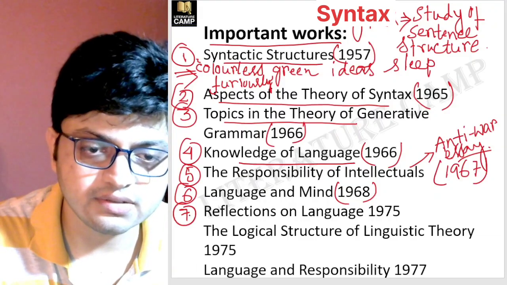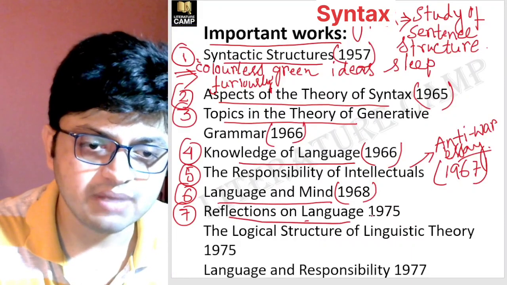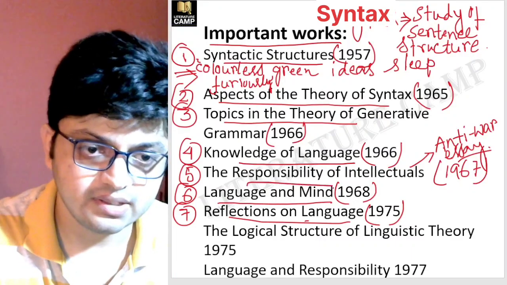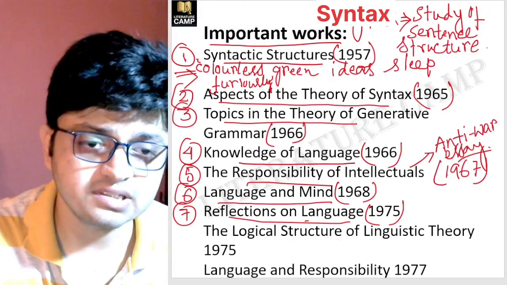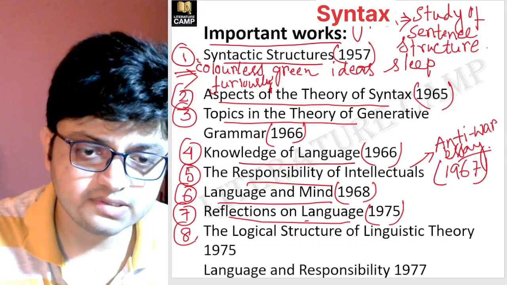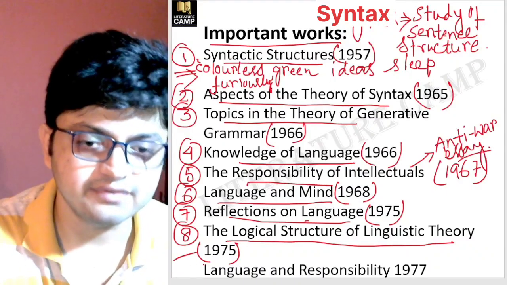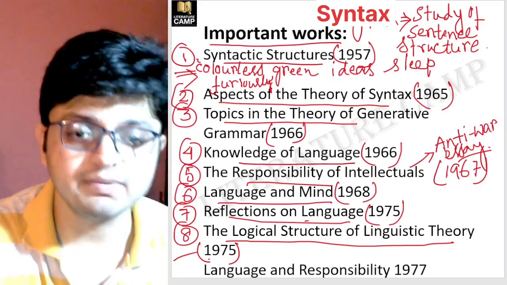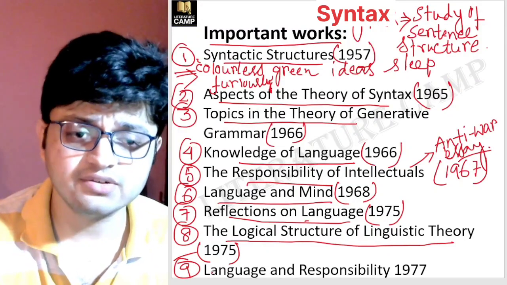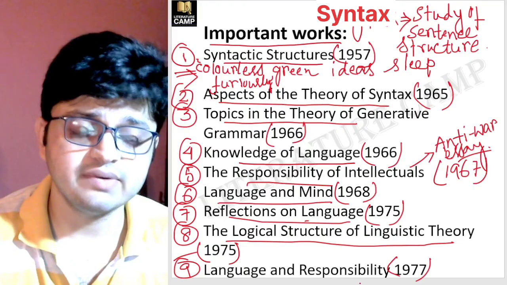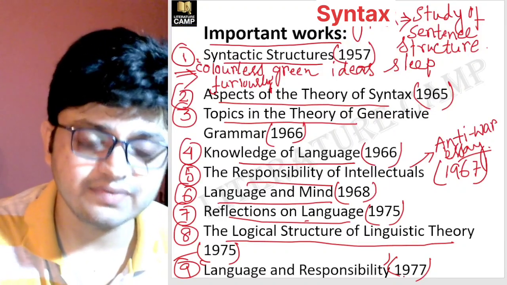Next work, Reflections on Language, published in 1975. They can ask the chronology again, so please try to remember the published year as well. Next work is The Logical Structure of Linguistic Theory, published in 1975. Next work is Language and Responsibility, published in 1977.